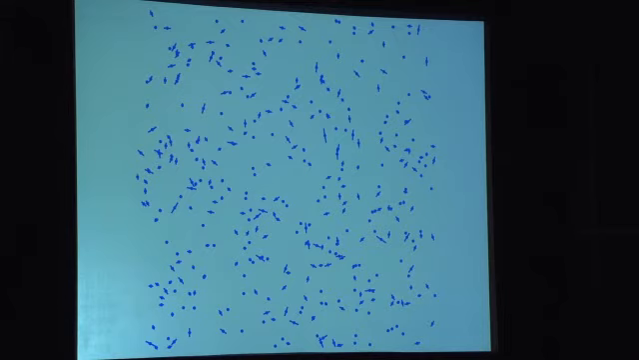A lot of the data sets were a bit more complicated, though. So here's a more representative patch of sky from this challenge. And we were told there are three dark matter halos in this patch of sky somewhere.